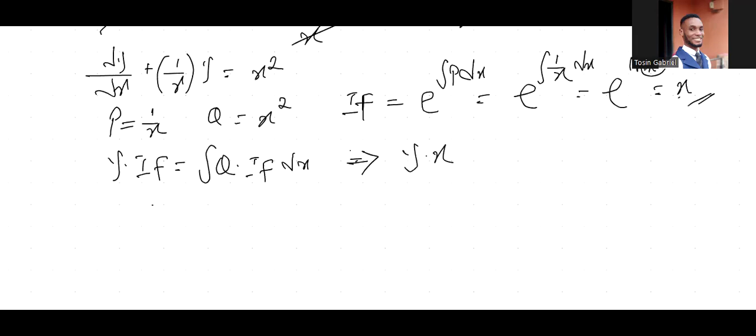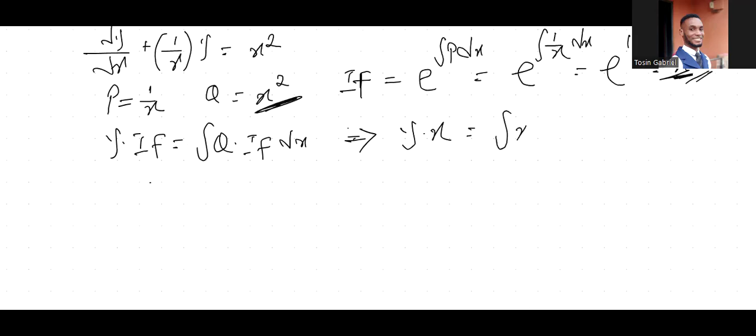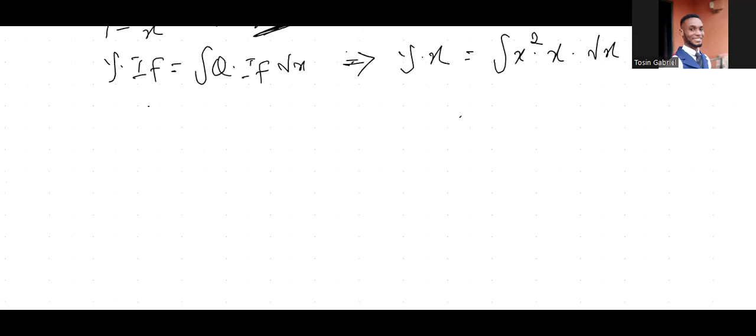Then let's move on, which is equal to the integral of, what's q? Q is x squared. You can see from here, this is q, x squared. So it's going to be x squared multiplied by the integrating factor. The integrating factor is also x multiplied by dx. All right, so we have that xy is equal to the integral of x squared times x, which will give you x cubed dx. Then let's integrate.